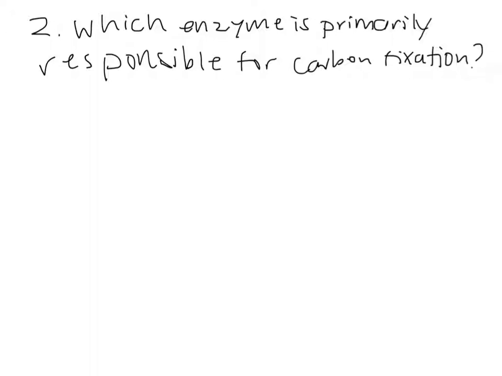If you said the answer was Rubisco, then you're absolutely correct. As you might remember from the concept video, Rubisco attaches carbon from the carbon dioxide to RuBP, ribulose bisphosphate, which is the organic molecule that is regenerated at the end of the Calvin cycle to take in or assimilate the carbon.